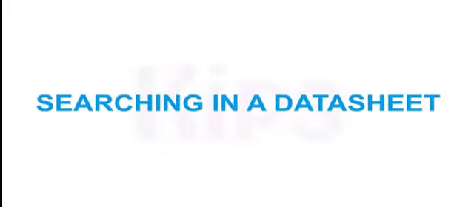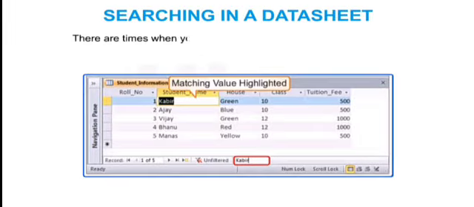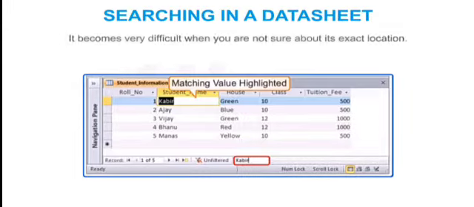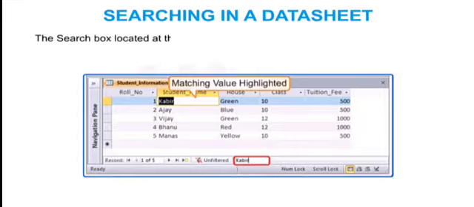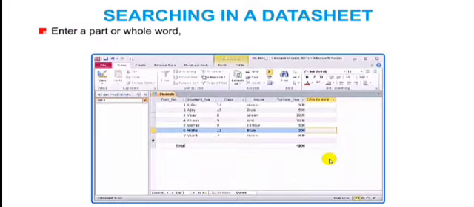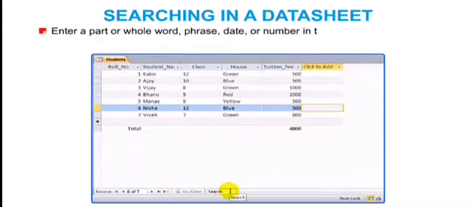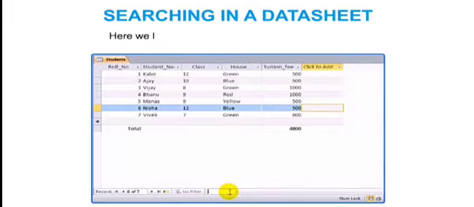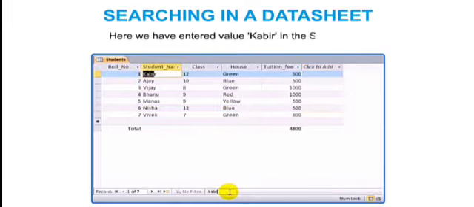Students, let us understand how to search in a datasheet. There are times when you require a particular data in your datasheet. It becomes very difficult when you're not sure about its exact location. The search box located at the bottom of the Access window makes it easy to search. Enter a part or whole word, phrase, date or number in the search box and press Enter. Here we have entered value Kabir in the search box.